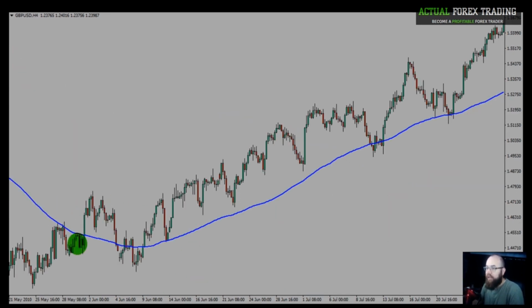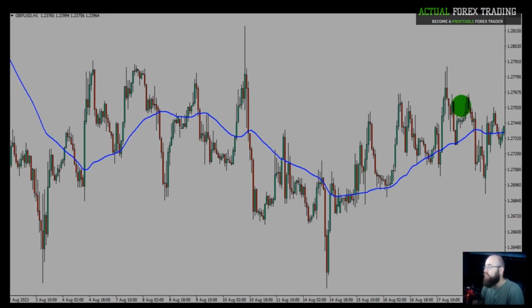We have another example here. So resistance, nothing really here. So resistance becomes support, support, support, support, support. So these moving averages really work. Once again, if price is ranging, these moving averages provide very little support and resistance, as demonstrated in this slide.